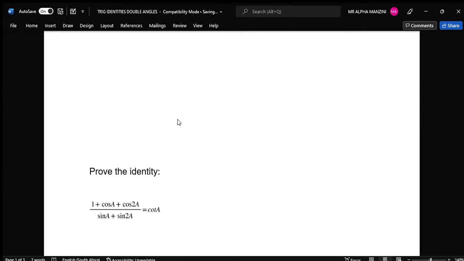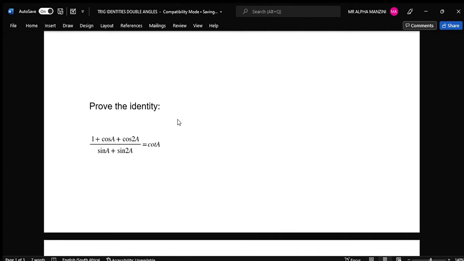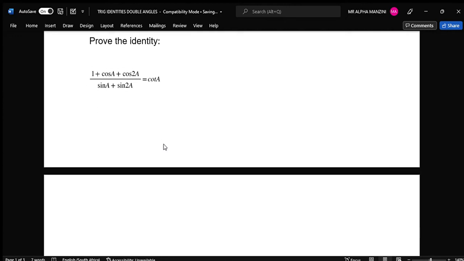We have a question here that says prove the identity: 1 plus cos A plus cos 2A all over sin A plus sin 2A is equal to cot A. Since we have to prove, we have two sides, the left side and the right hand side. Since the right hand side is totally simplified, we're going to leave the right hand side and deal with the left hand side.